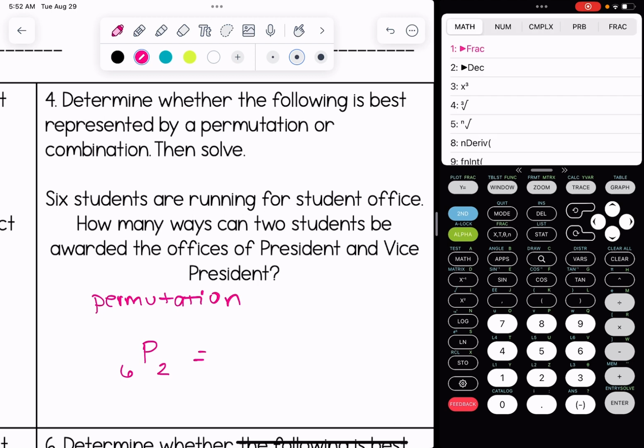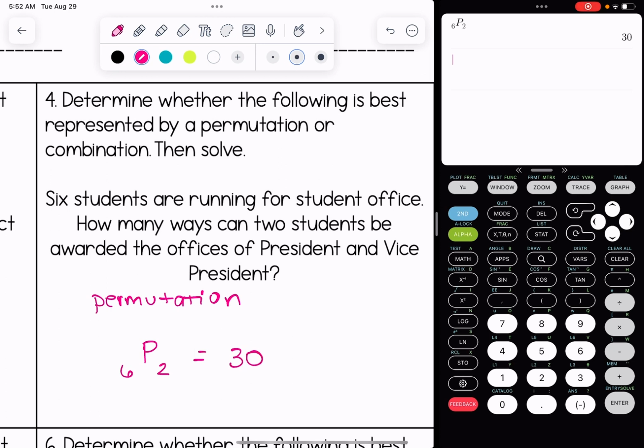So I'm going to do math, arrow over to probability, and now it's choice 2 this time. I'm going to type in my values, and I get that there are 30 ways that I could select 2 students for president and vice president.